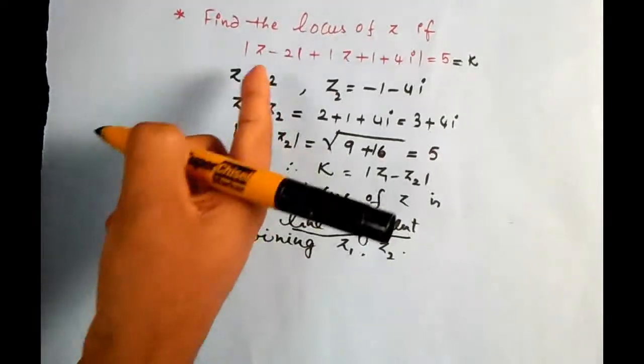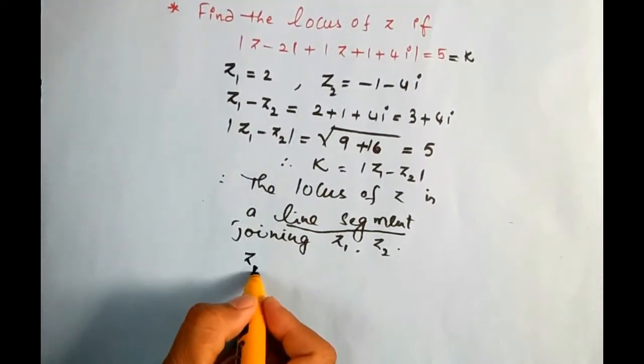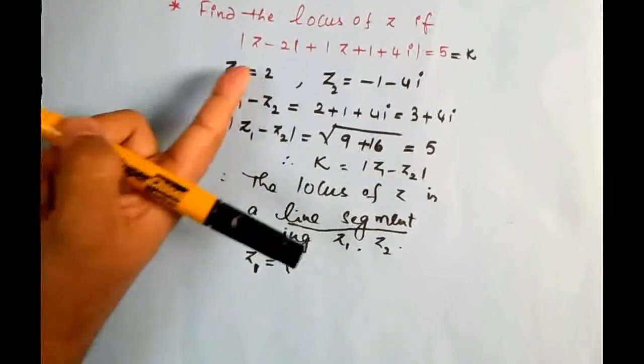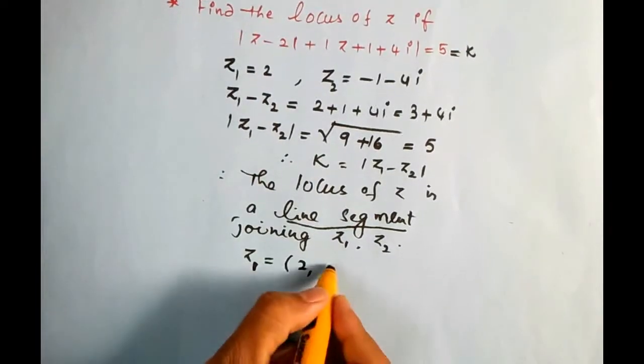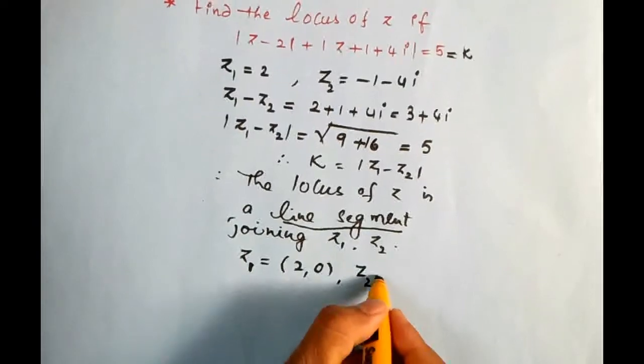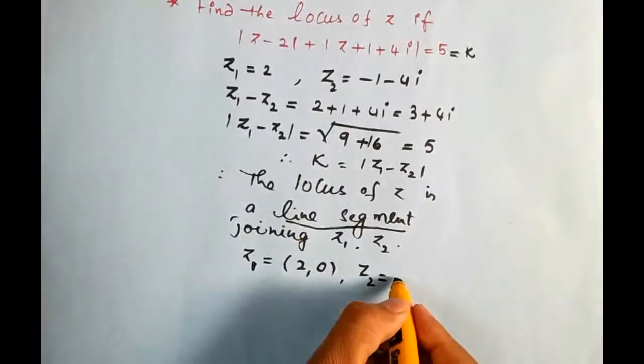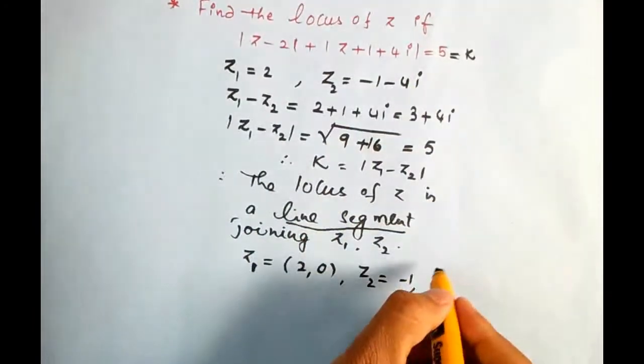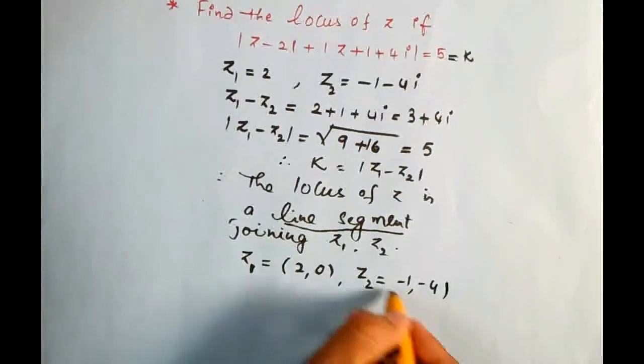Okay, now what is Z1? If you want to write it in 2D geometry, Z1 equals 2 is a real part. Where is the imaginary part? No imaginary part. So therefore we will take 2 comma 0. Z2 equals, what is the real part? Minus 1. What is the imaginary part? Minus 4. So minus 1 comma minus 4.